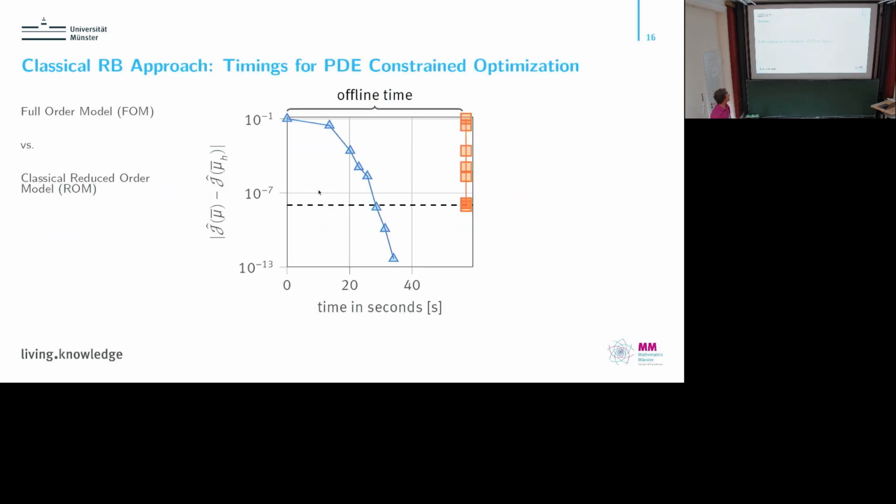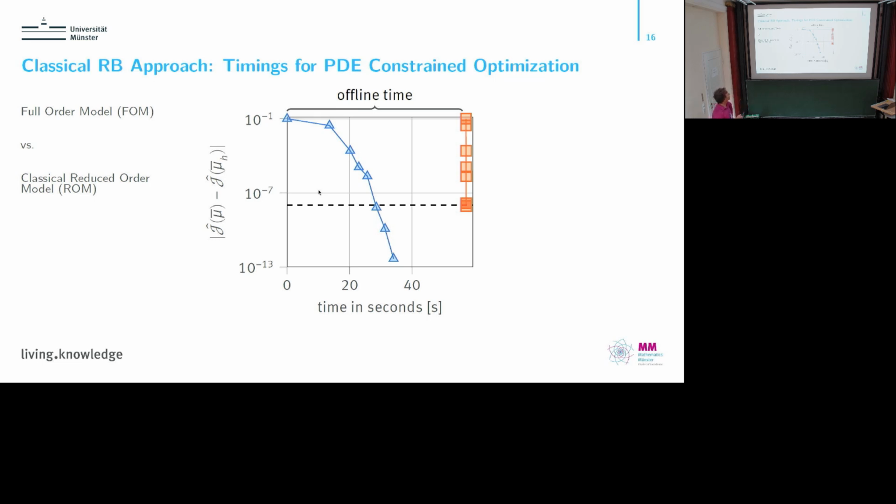So what is the problem here? This is an actual example for a toy problem where we compute a PDE constraint optimization problem, and we have here on the y-axis the objective, so the difference of the objective function between the actual minimum and the computed one, and this is the computational time in seconds. One of our models uses as a PDE solver a classical finite element solver. This is our full order model. And then we use classical reduced basis methods as a reduced order model.